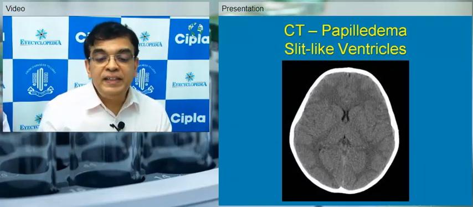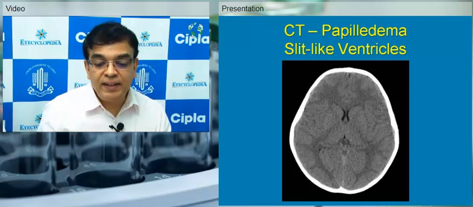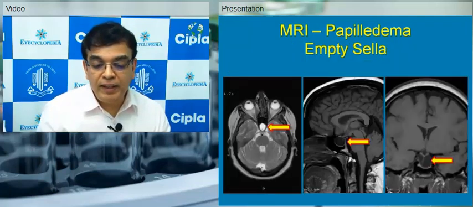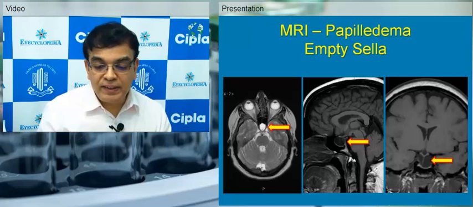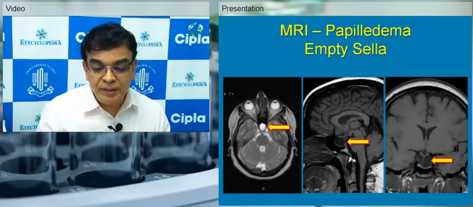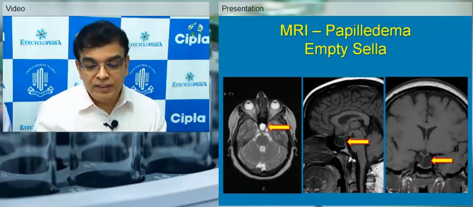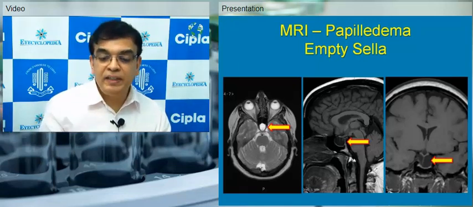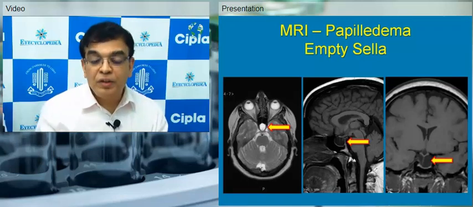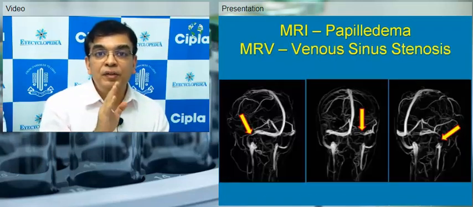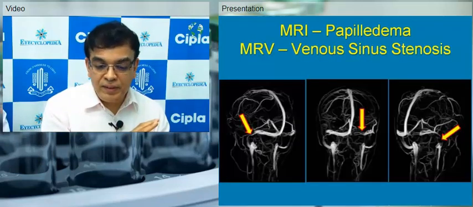On CT scan, you can sometimes see slit-like ventricles because of cerebral edema, so that the ventricular space is narrowed. Another important thing to look at is the central picture. You can see the sella turcica is virtually empty, the pituitary is squashed right at the bottom of it. This is an empty sella, which is also seen in raised intracranial pressure. All these are signs of idiopathic intracranial hypertension.